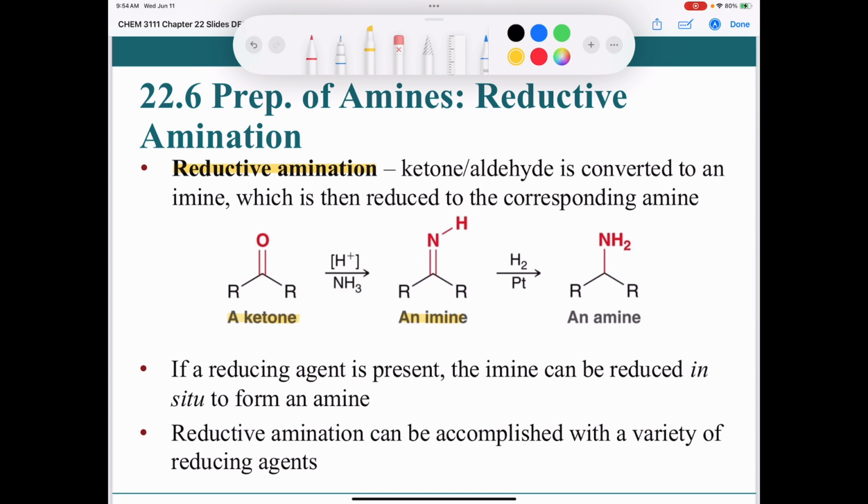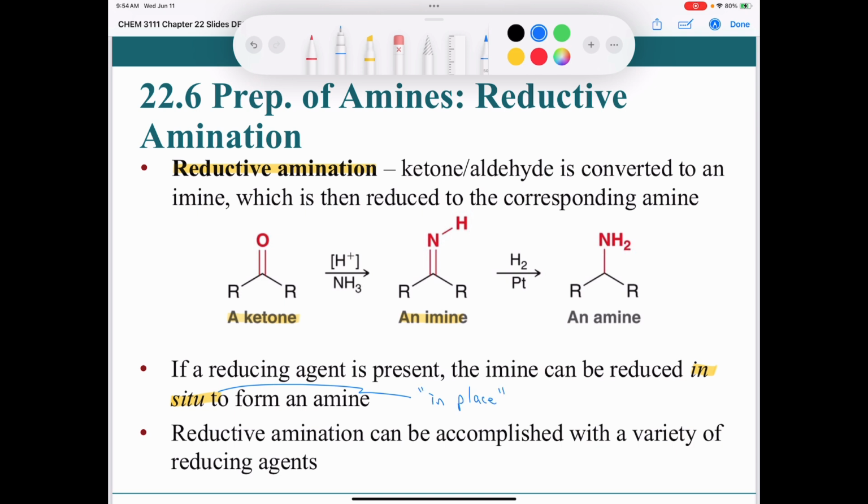Now, what's cool about this is that you can actually mix all of these reagents together, and then you can subject it to the pressure of the hydrogen gas with the platinum catalyst. As soon as the imine is formed, it gets reduced in the reaction flask. So everything happens in the same reaction flask, and we call this in situ, which is just Latin for in place. All right, so you get a 2-for-1.